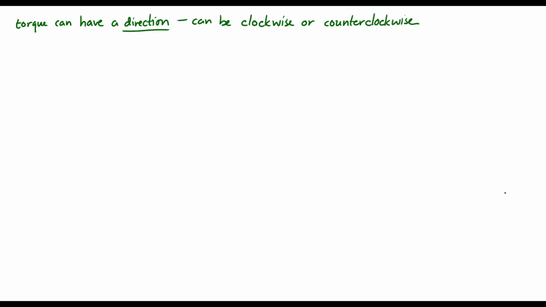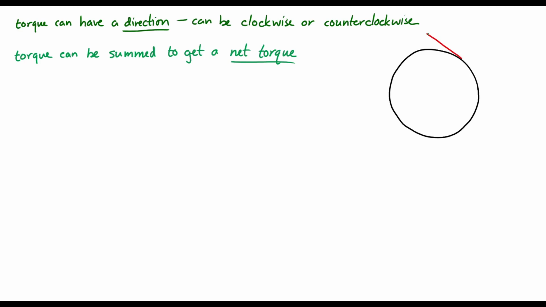Now, just like we looked at with angular acceleration and angular velocity, torque can have a direction. So we can think about torques which are applied clockwise or which are applied counterclockwise. And we can also sum the torques. So if you have multiple forces acting at multiple values of r, you can get multiple torques that are acting. And the net torque would be equal to the sum of all of these torques.